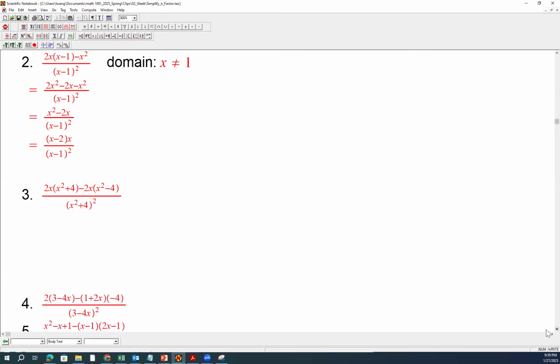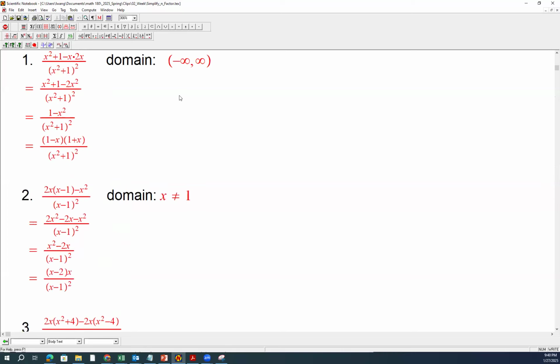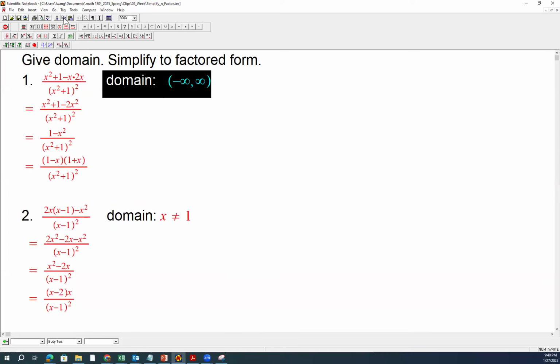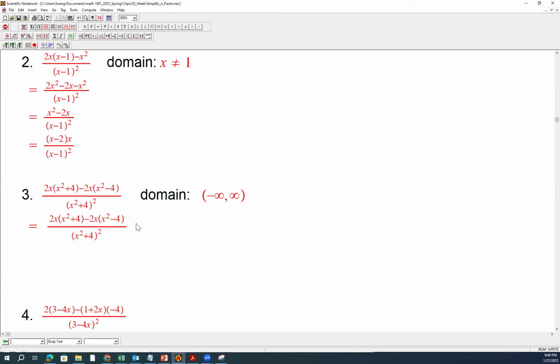The next one. The next one, we've got, once again, the domain is all real numbers because the denominator has this x squared plus 4. That's always positive. So we have no issue with the domain. And then we just need to simplify. We just need to simplify.